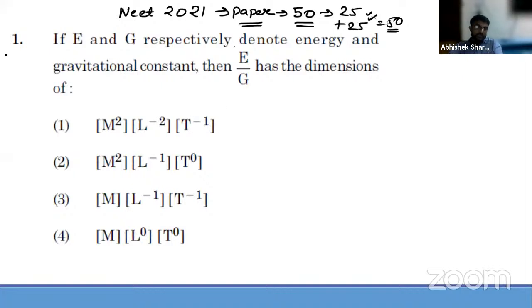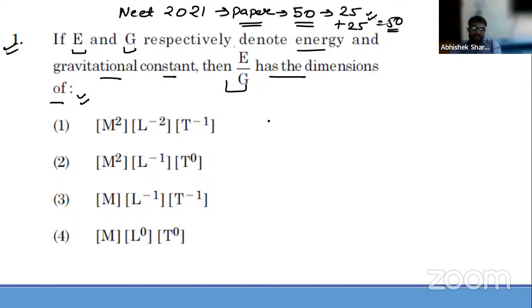So this was the first question asked in NEET 2021 physics. The question says, see, I will solve all the questions in depth. If E and G respectively denote energy and gravitational constant, then E by G has the dimensions of what? So do you want to solve it? Anyone among you? Okay, so I'll say the answer will be what?